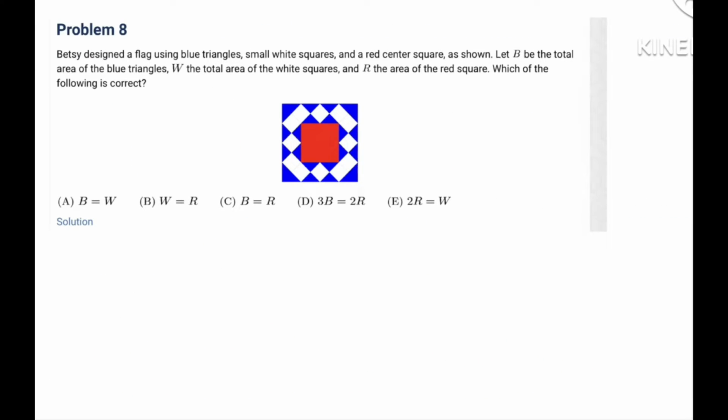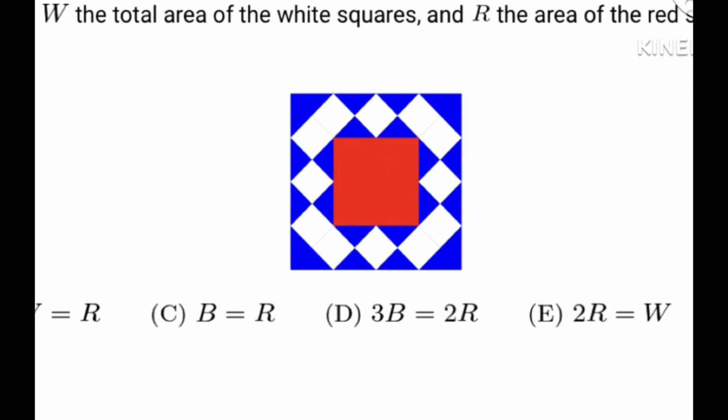Problem number 8. Betsy designed a flag using blue triangles, small white squares, and a red center square as shown. Let B be the total area of the blue triangles, let W be the total area of the white triangles, and R the area of the red square. Which of the following is correct?